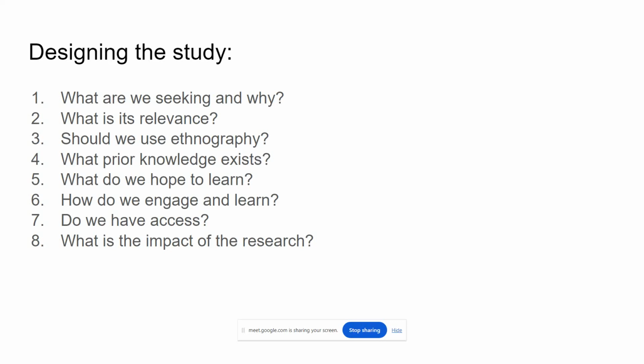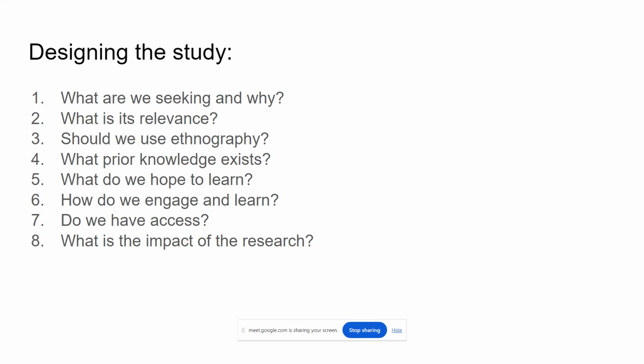Once you know what you're doing, then you know how relevant it is to you and to anybody else. Then it becomes the most important part of the ethnographic research section: would you even use ethnography as a method in this study? Now, everything that we might think of doing would not eventually move towards ethnography.